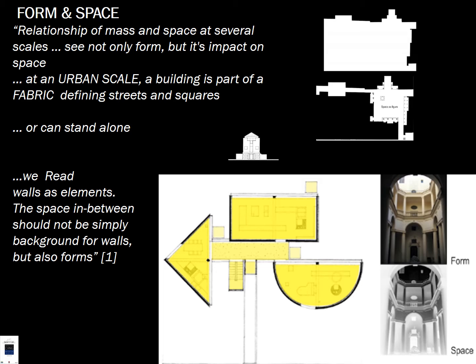So for example, you look at this floor plan, this footprint, and the relationship of the mass and space exists at several scales, not only form, but its impact on space. And then we're talking about architecture and urban design. So at an urban scale, a building is part of the fabric defining streets and squares. Or in plan view here, you can see it standing alone. And then we read the walls as elements, and the space in between should not be simply background for the walls, but also forms. So you really want to look at the negative space as well as the positive space.